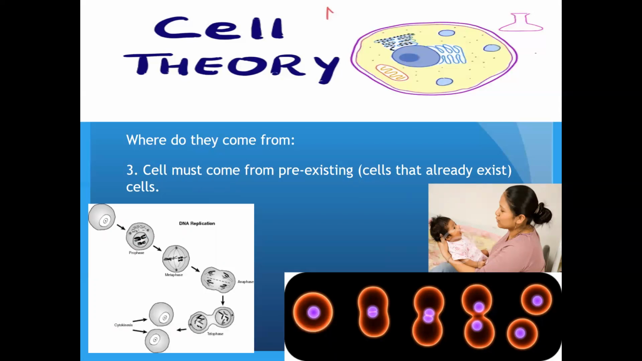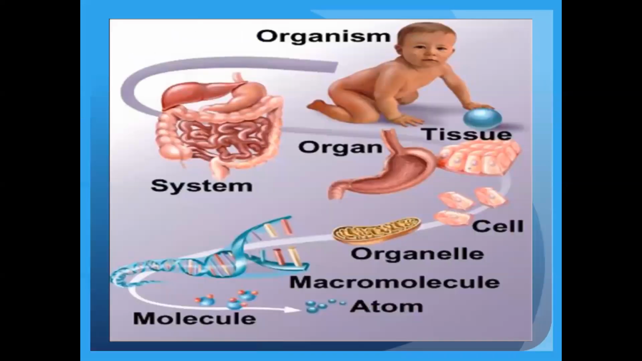The baby comes from the mom. The baby comes from a pre-existing person, right? And so cells have organization, or levels of organization, that we're going to talk about.